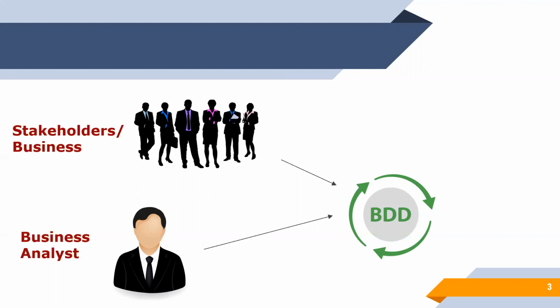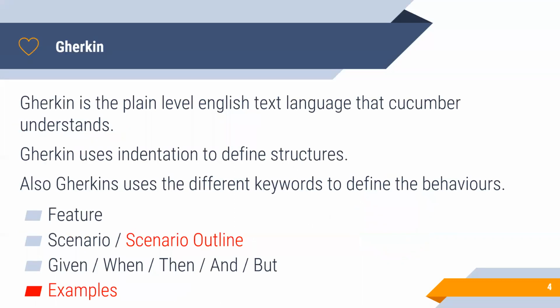Now the question arises: how is the behavior going to help these people? This is because the behavior is written in such a way that anyone can understand it. The Cucumber behavior is written in a specific language called Gherkin. Gherkin is a plain English text language that Cucumber understands, and it uses indentation to define the structures. It uses different keywords to define the behavior, and the keywords used by Gherkin are feature, scenario outline, given, when, then, and, but, background, and examples.